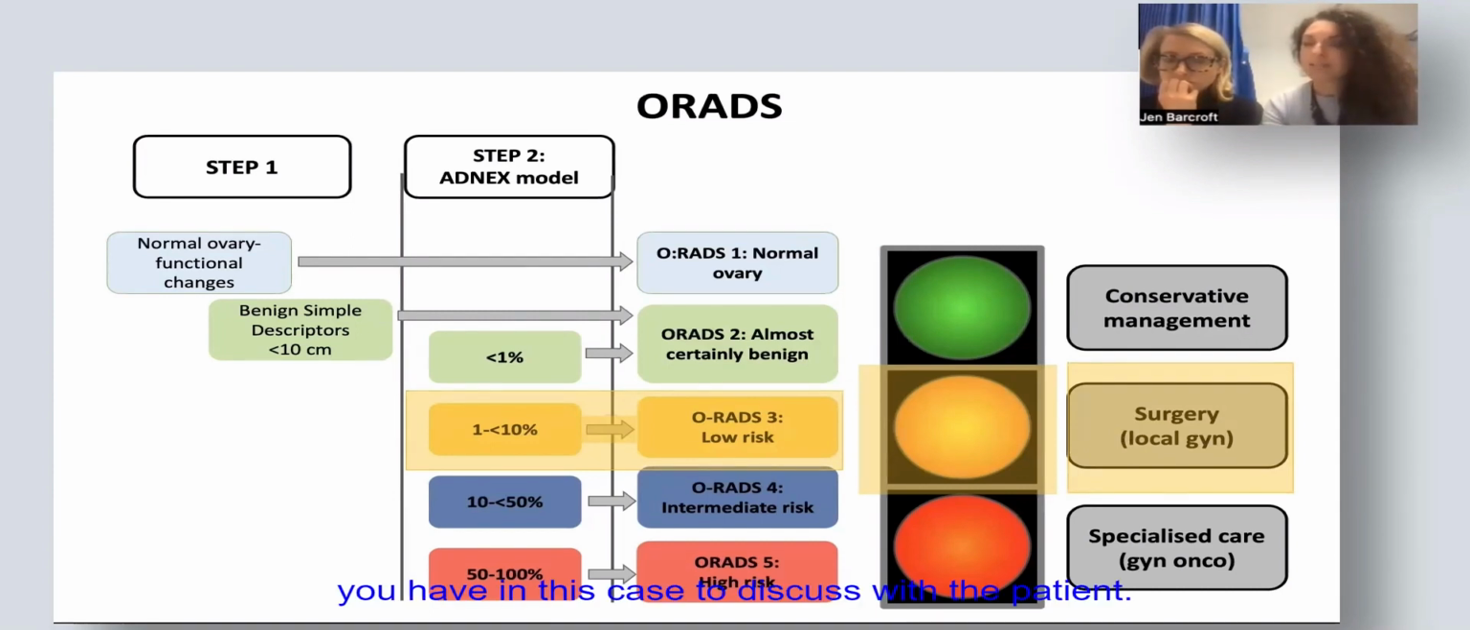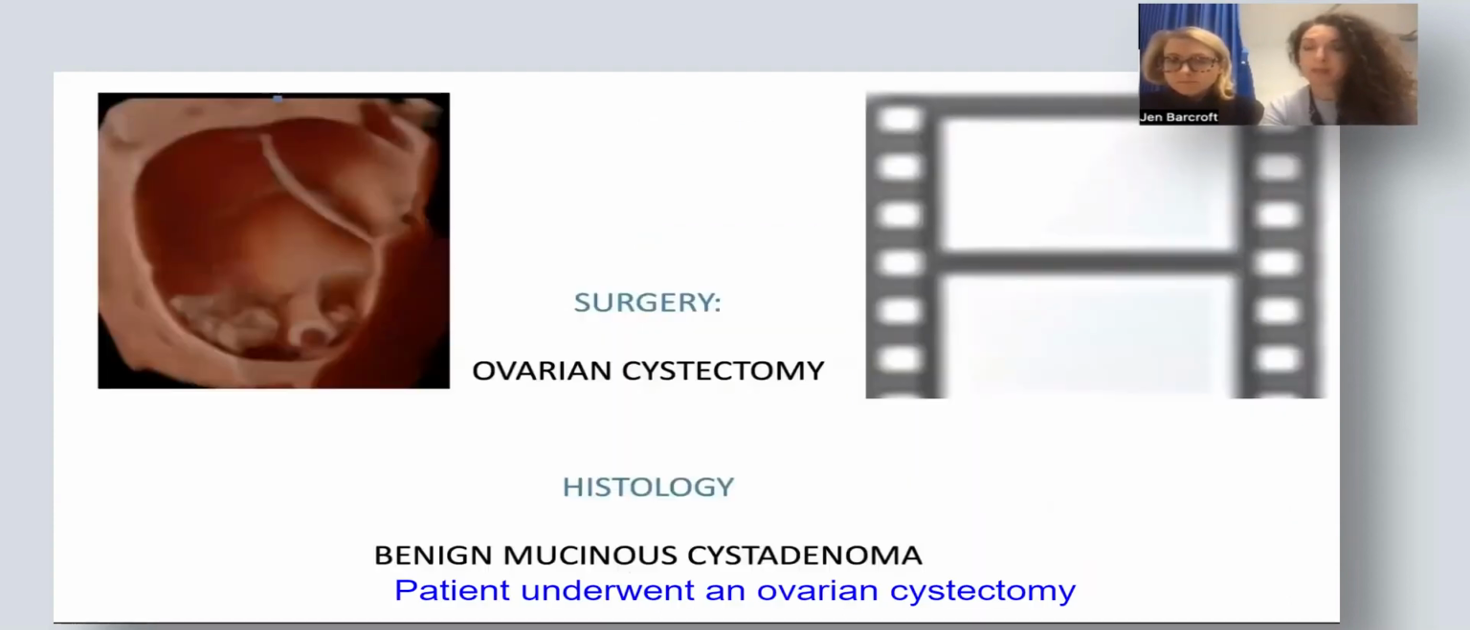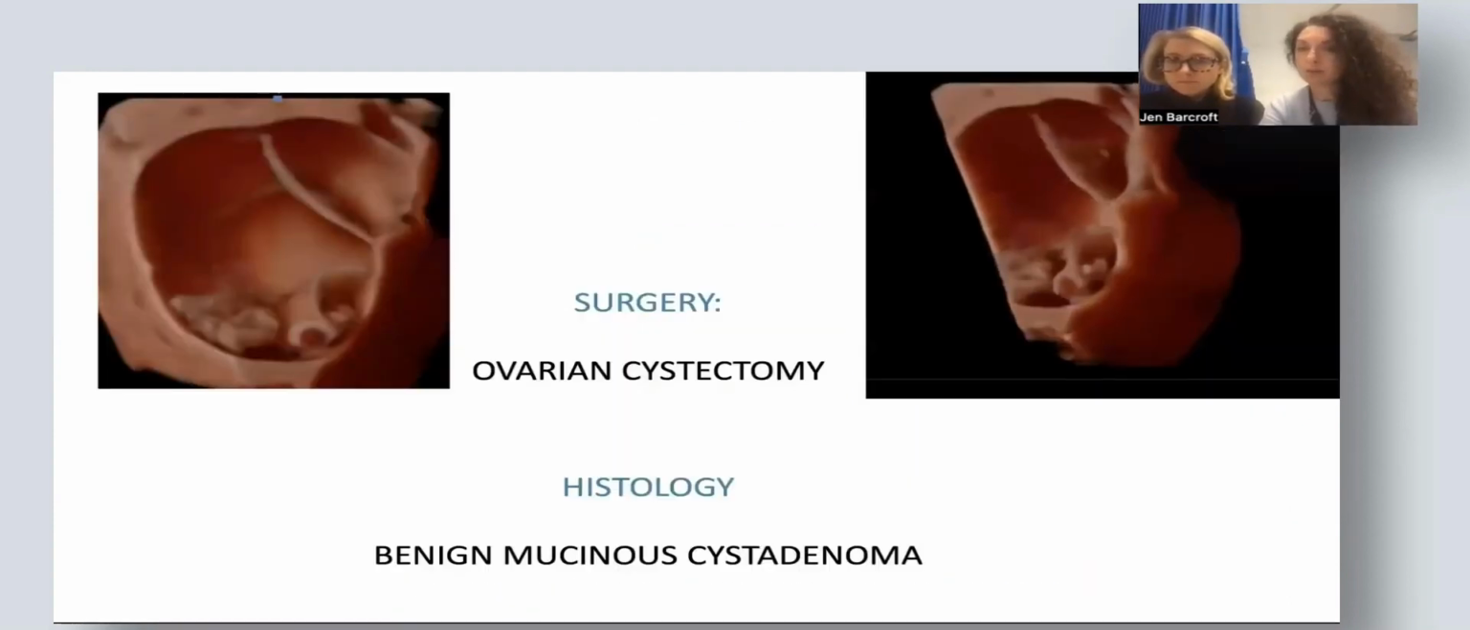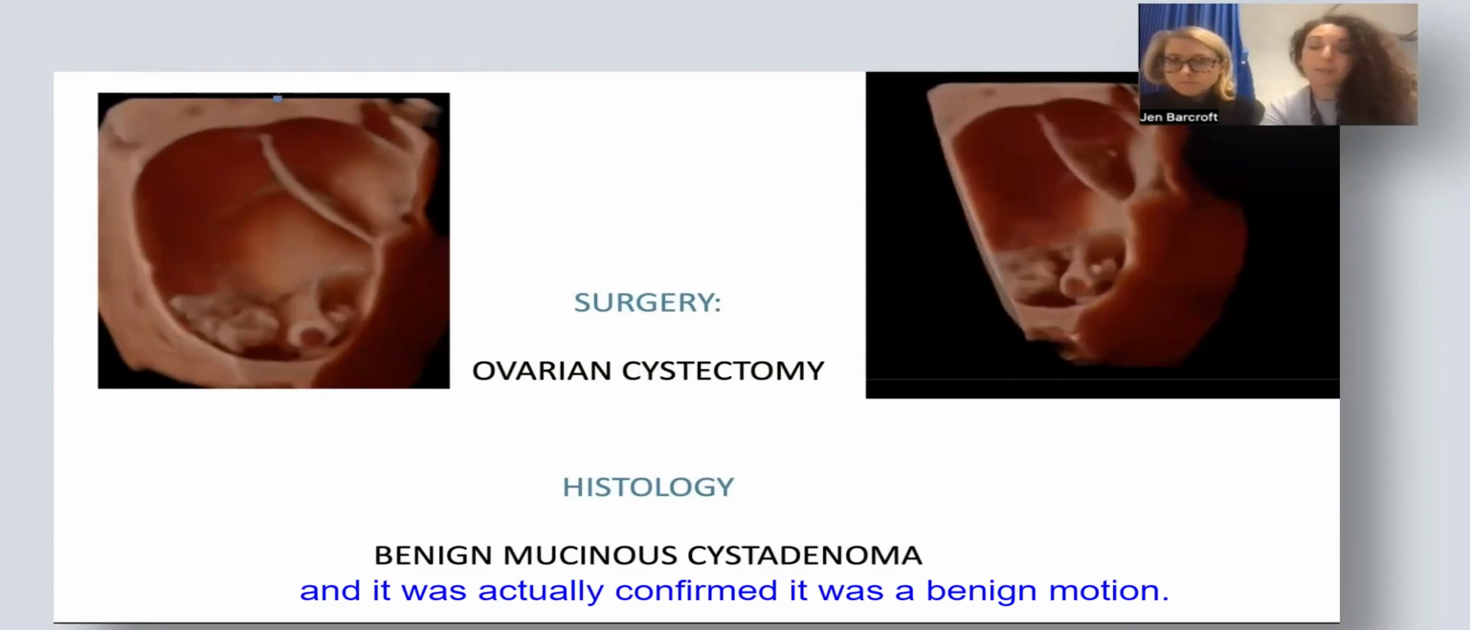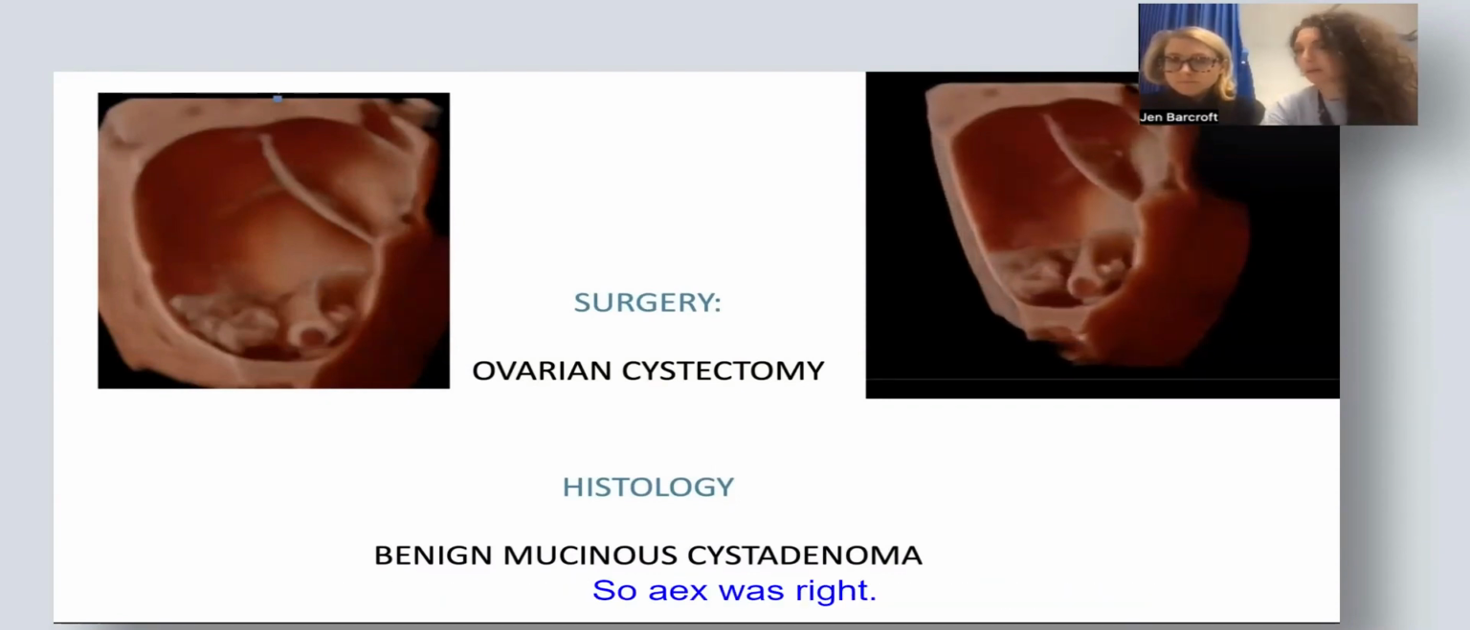You have, in this case, to discuss with the patient, but as low risk and not almost certainly benign, surgery can be discussed, but this is a surgery that could be performed also in a local gynecology center. In this case, because of the size, because of the symptoms, and I have to say also the appearance of this multilocular lesion with more than 10 locules, we preferred anyway to perform surgery. Patient underwent an ovarian cystectomy, and it was actually confirmed it was a benign mucinous cystadenoma, so ADNEX was right.